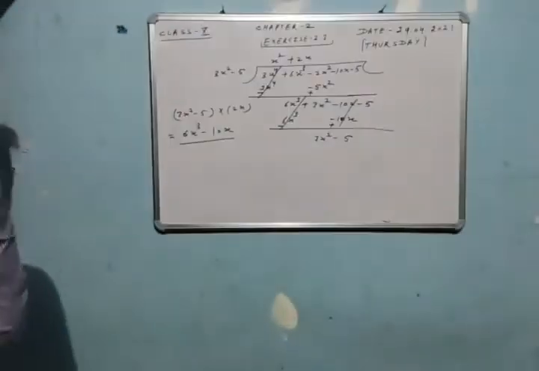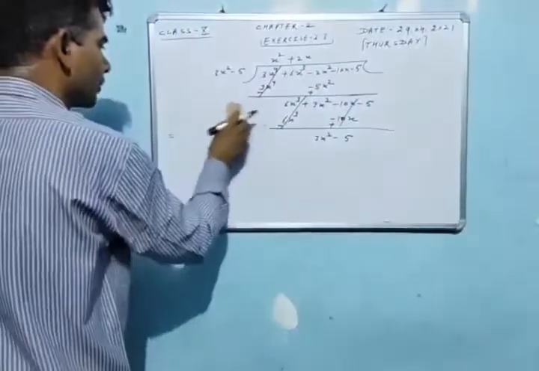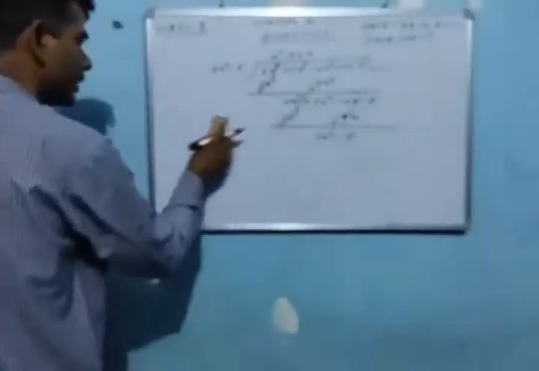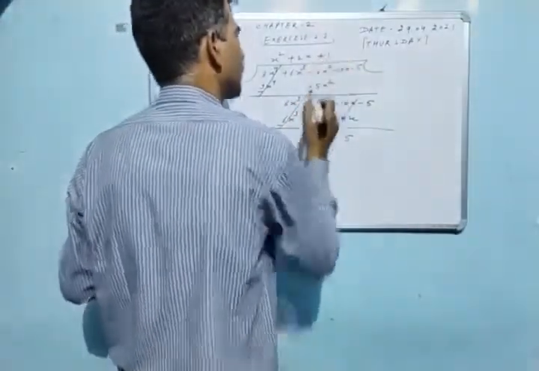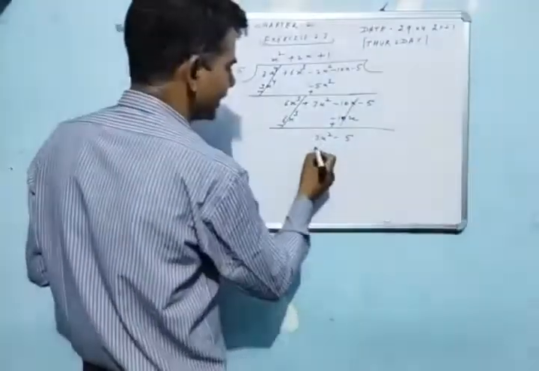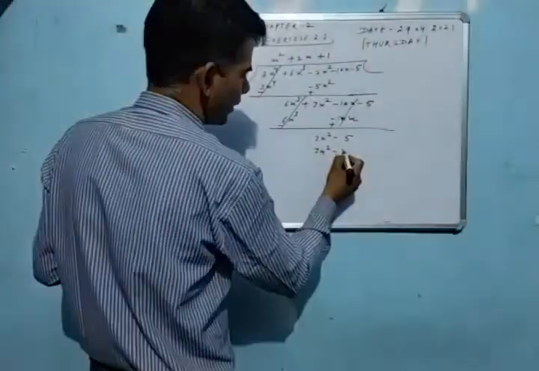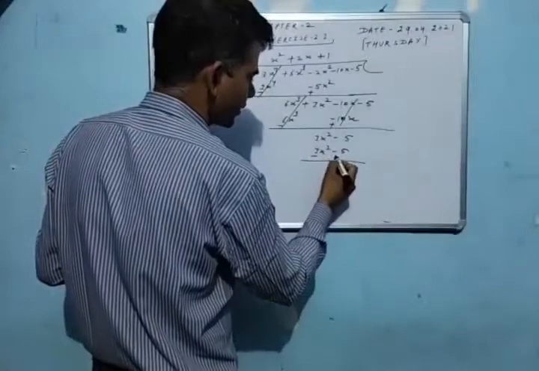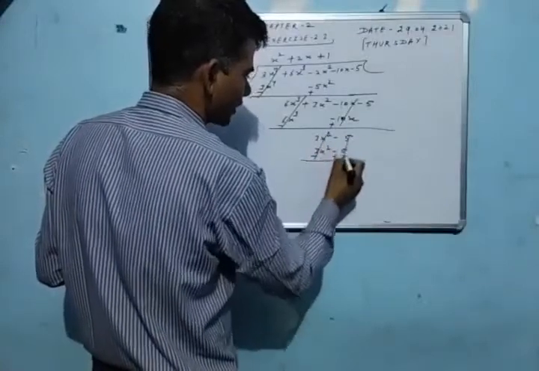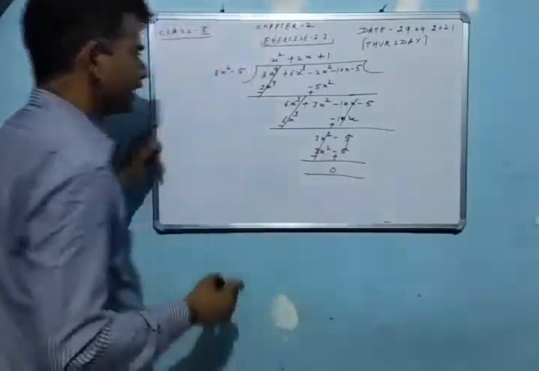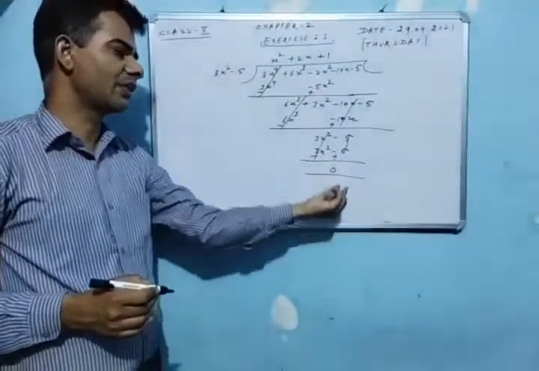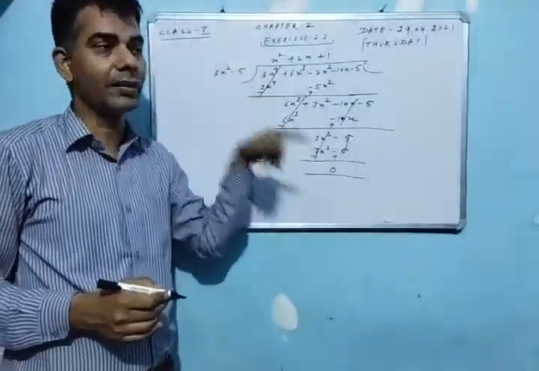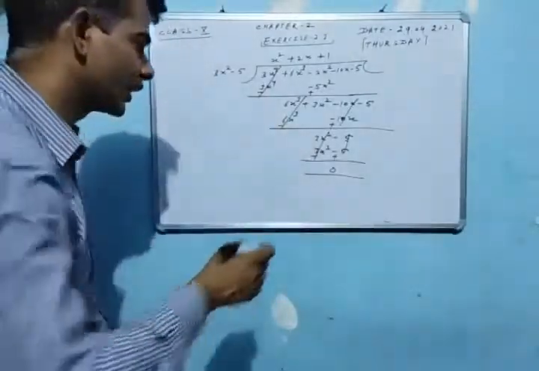Students, 3x square, by this number 3x square is multiplied, there will be 3x square. Same, plus 1, that is plus 1. Now student, 3x square minus 5, minus plus. Students, 3x square minus 5 is a factor of p of x, so the remainder is 0. The remainder will be 100% 0, students.